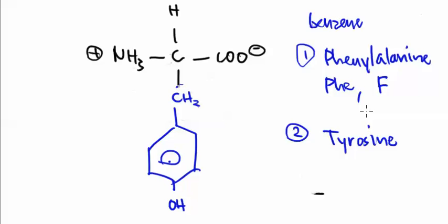T-Y-R-O-S-I-N-E. So tyrosine. Tyrosine's three-letter abbreviation, like you would expect, is TYR. But T is not going to be used for the one-letter abbreviation for tyrosine. What will be used, however, is a Y. So that kind of separates it from some of the other amino acids that we have seen so far.